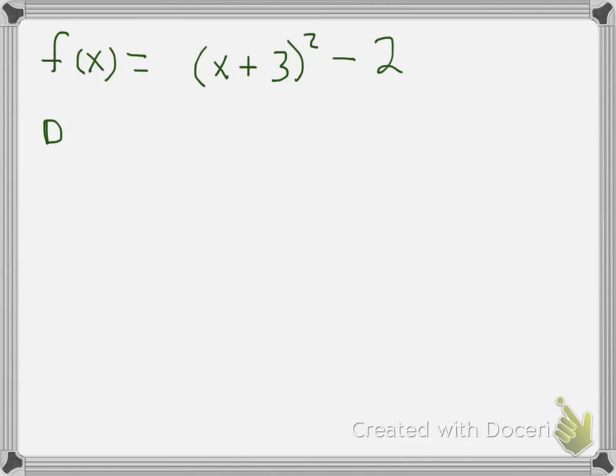Now, some other things I would be able to do is if I was given the equation of a function, something like (x plus 3) squared minus 2, and if I wanted to make one change to this equation and make it open down, well, I would put a negative sign in front of it.